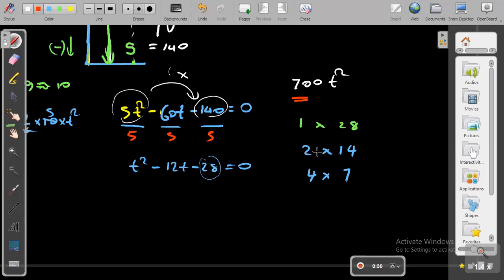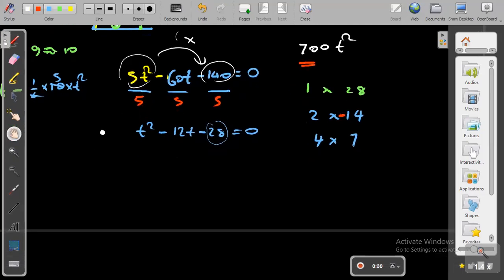Can you get a difference of 12? 14 minus 2 is 12. Right, the difference is 12. But the middle term is a negative value, so one should be negative. If this one is negative, your answer will be positive. So your instinct should say the bigger number you have to make negative. So now it's not a big task.